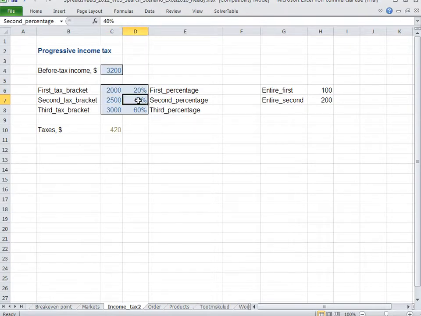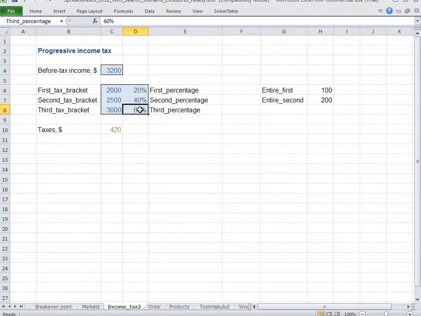If the income was bigger, the biggest option above 3,000, like our 3,200, then what was between 2,000 and 2,500 was 20% taxable. What was between 2,500 and 3,000 was 40% taxable, and the remaining 200 that we have over 3,000 was taxed with 60%.